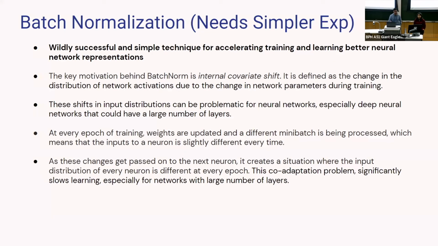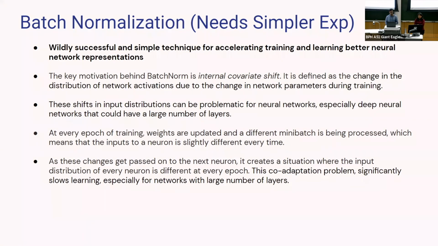The key motivation is what is known as internal covariate shift, right? So we assume that the training data, when we divide them into mini batches and we use them in training loops, all come from the same distribution, but sometimes each mini batch can have a distribution of its own, right?